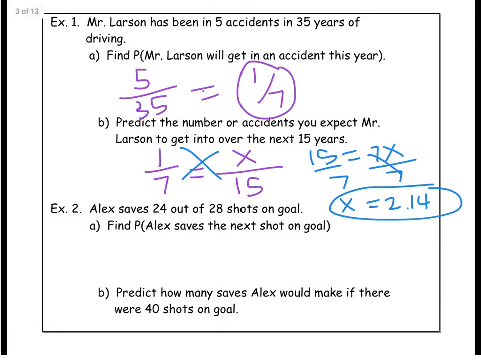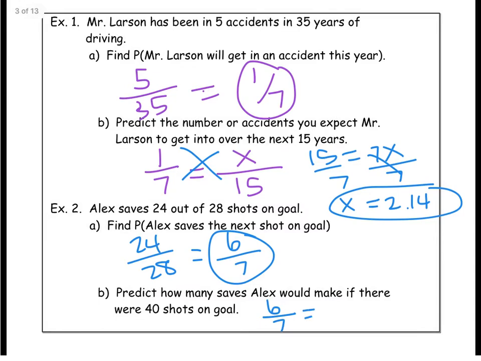Find the probability that Alex saves the next shot on goal. So he saved 24 out of the 28 goals. We can divide both of these by 4, which would give me a probability of 6/7. Okay, so Alex is saving 6 out of every 7 shots on goal. So it says predict how many he is going to save if there were 40 shots on goal. So we know he saves 6 out of every 7, and there are going to be 40 shots on goal.